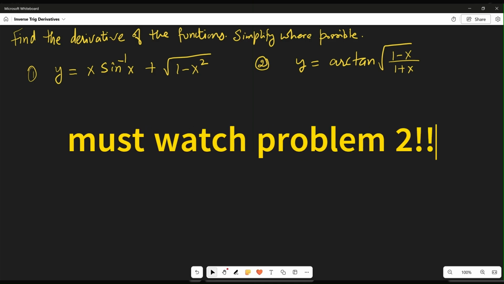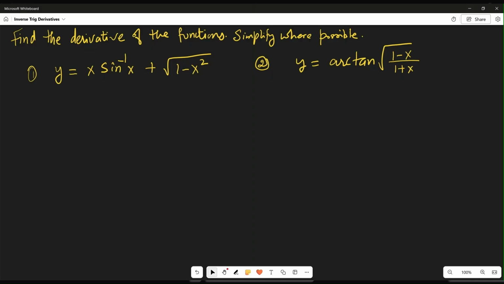Let's look at these two problems. Find the derivative of the following functions and simplify where possible. Okay, let's get started with number one here. Okay, let's see what we are seeing.